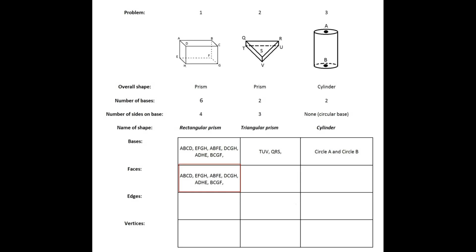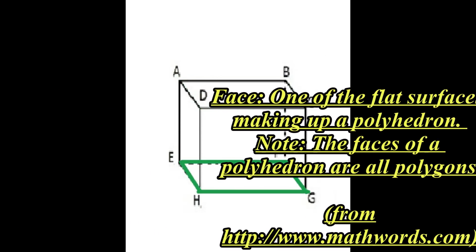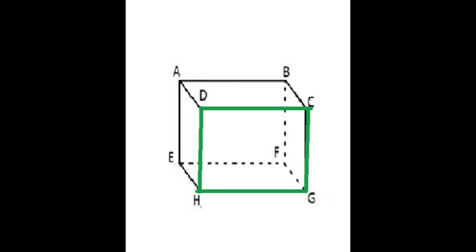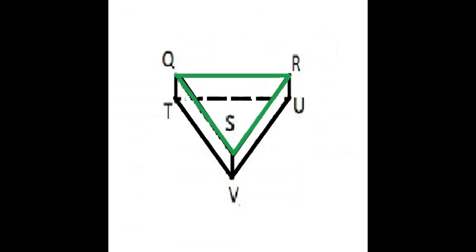The faces on that rectangular prism are the same as the bases. So we can go through them one more time. Here's all the faces: A, B, C, D, E, F, G, H, A, B, F, E. We have D, C, G, H, A, D, H, E, and B, C, G, F. Now, on our triangular prism, it's a little bit different. We have a lot more faces than we do bases. Now, let's take a look at this.